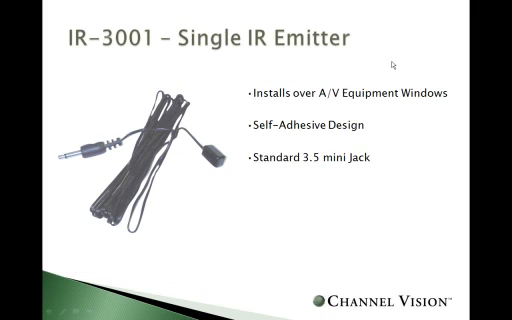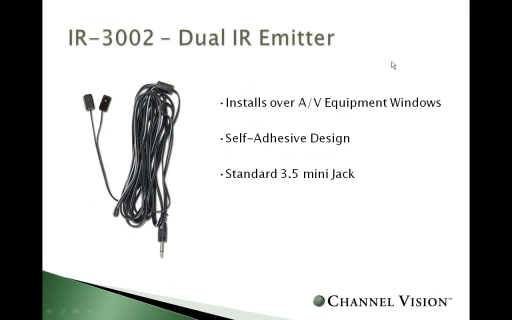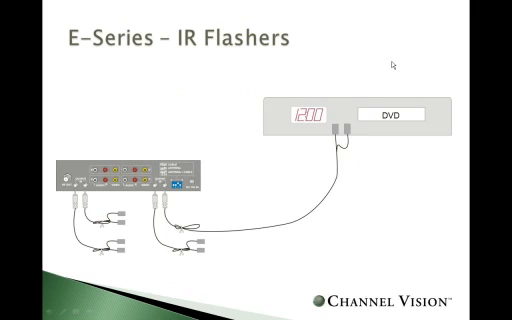with your IR outputs, which you can connect either a single emitter to control a single device, and just simply installs over your AV equipment, such as your receiver, your DVD player, or your CCTV DVR. If you have more than one equipment, you can use the dual-headed flasher. The E-Series modulator will allow you to control your equipment from a remote location.